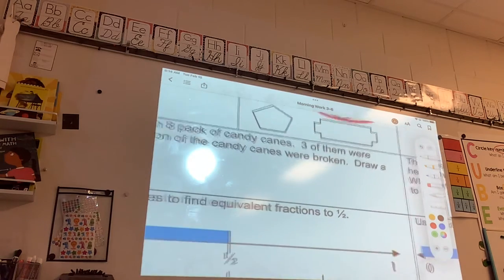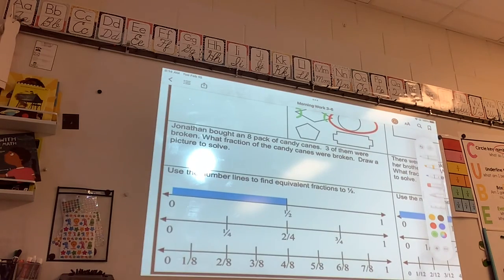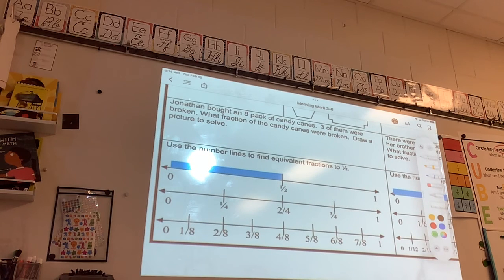So, a couple more. We did this one yesterday. 8 pack of candy canes, 3 of them were broken. 3/8 was the fraction, good job. Using the number line, I think we did this one too. To find equivalent fractions, we drew that line straight down. So 1/2 was equal to 2/4 and 4/8. Good job.